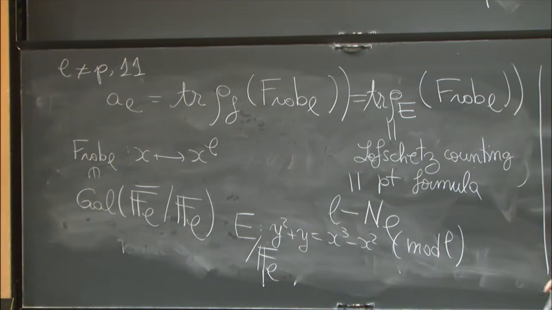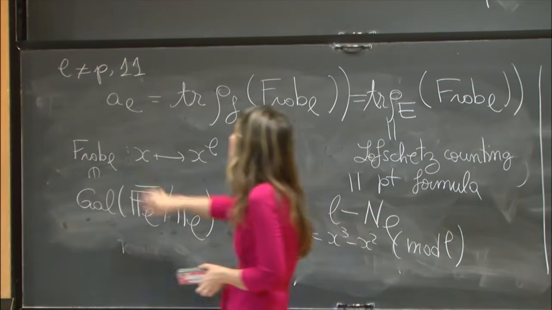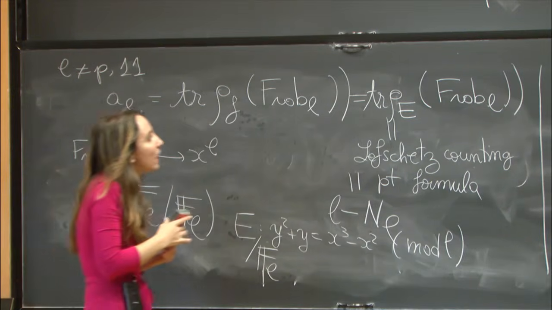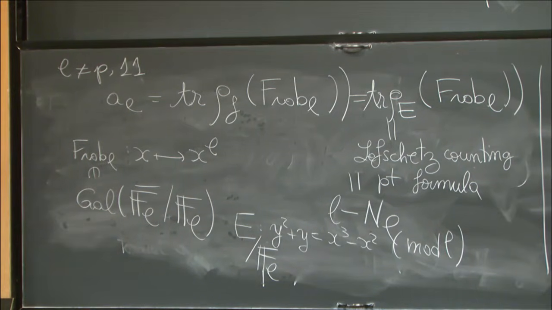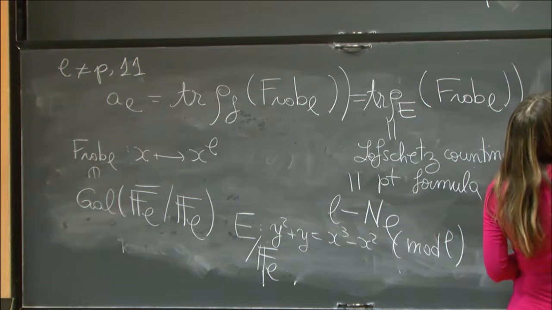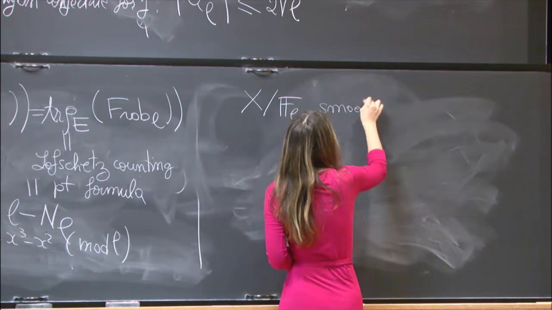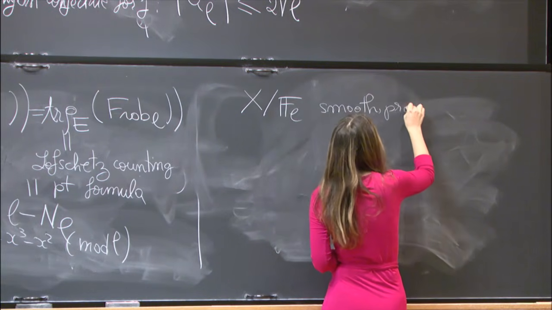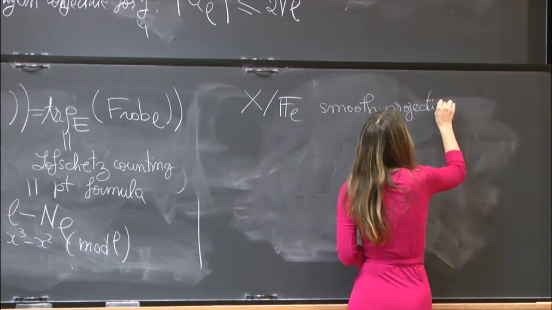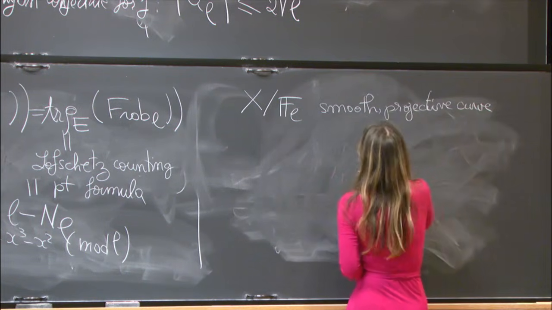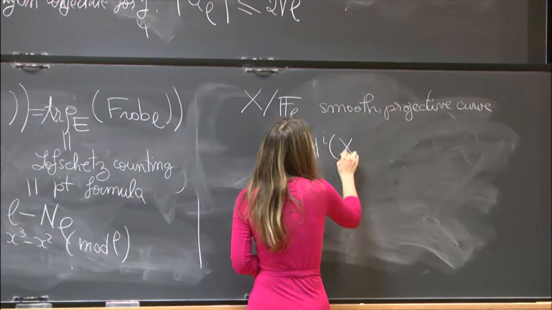OK, and then the point is that to get the bound AL in absolute value less than twice the square root of L, what you need to do is instead get a bound on this side. And for that, the following is a consequence of the Weil conjectures. So let's say X over FL is a smooth projective curve. So for example, it could be our elliptic curve E. And then you can look at HI of X.